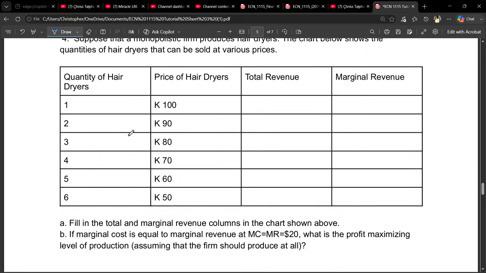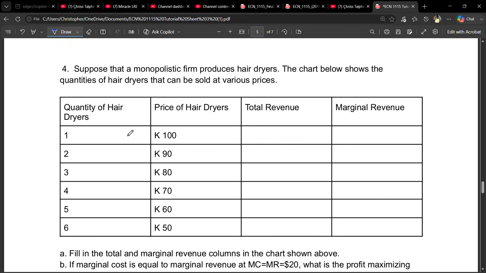We move on to question 4. Question 4 says, suppose that the monopolistic firm produces hair dryers. So this firm is basically going to be producing hair dryers. It doesn't matter what it is producing. All that matters is what you've been given in the table and the chart below, which show the various quantities and everything.